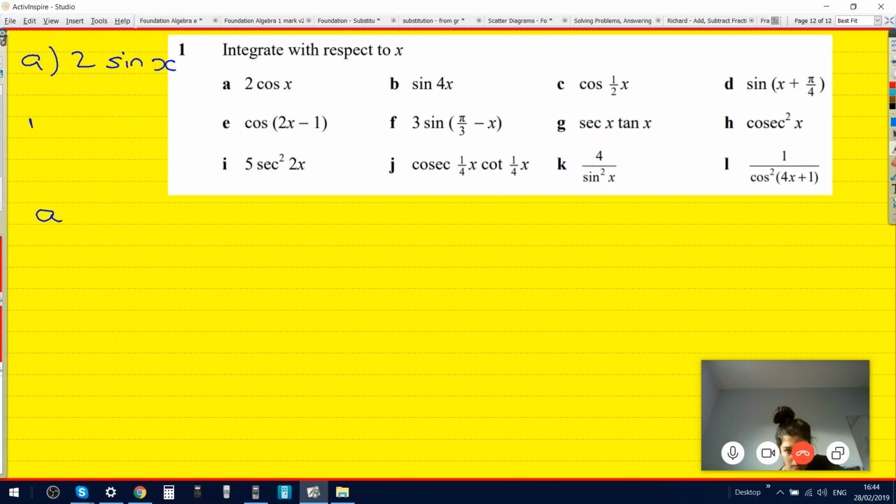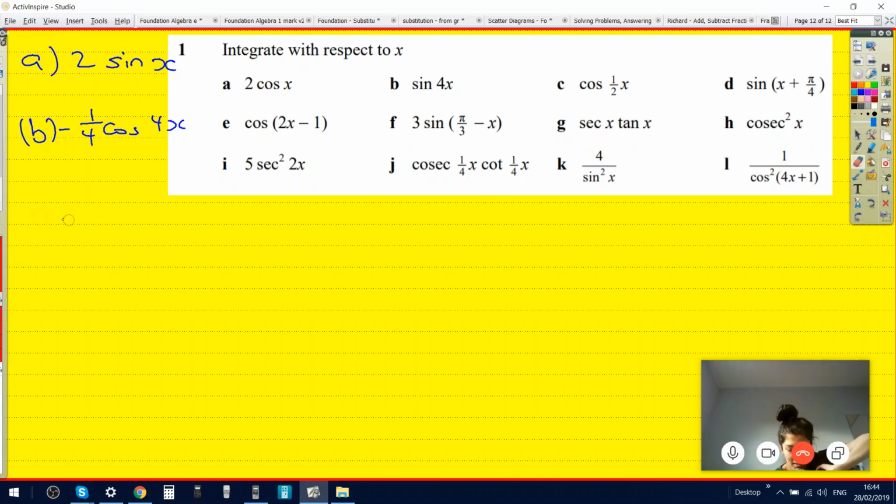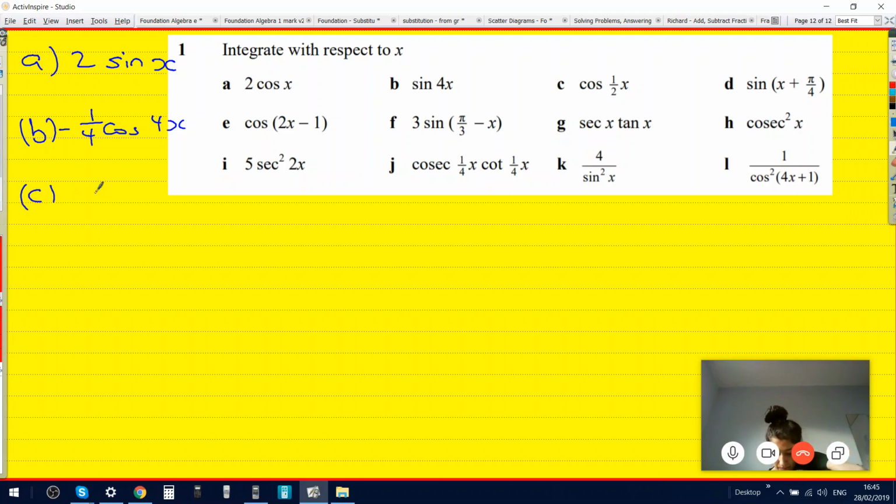What is B? B, minus a quarter cos 4x. Yes. So that tells me a lot. Okay, C. Why did you guess that? C, if it's cos half x, then that goes to half sine. If it was sine 2x, you do a half. So, 2 sine half x? Well, done.